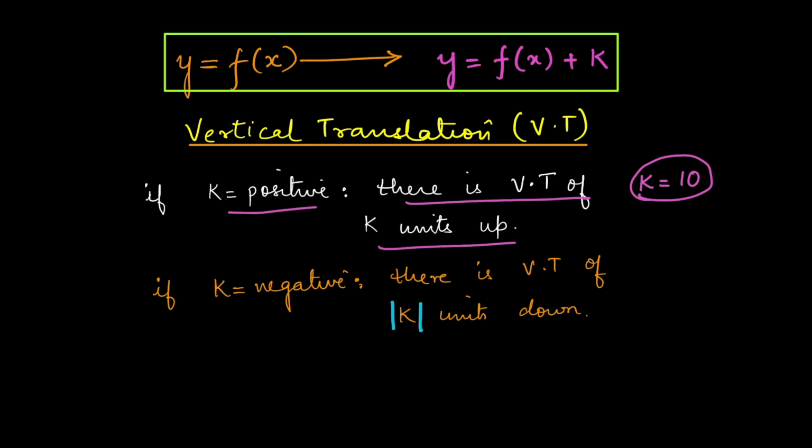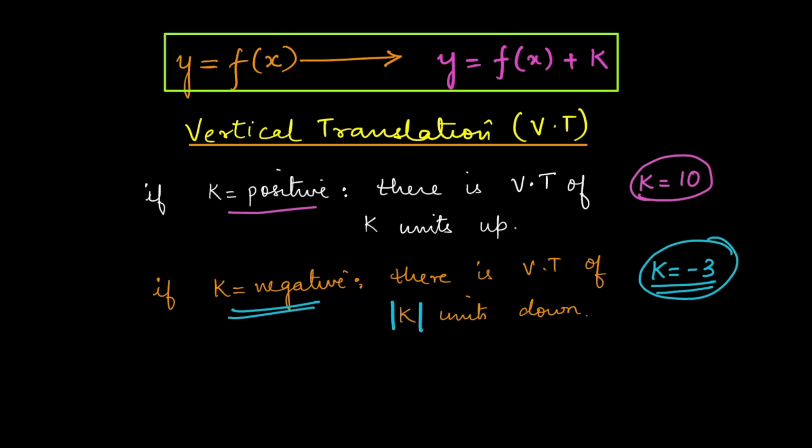So what do we write? There is a vertical translation of 10 units up. And suppose the k value is negative. Suppose we have k value as -3. Then there is a vertical translation of the absolute value of this. So the absolute value of -3 is 3. So we write the statement, there is a vertical translation of 3 units down. So this you have to remember. We don't take the sign when we describe it.